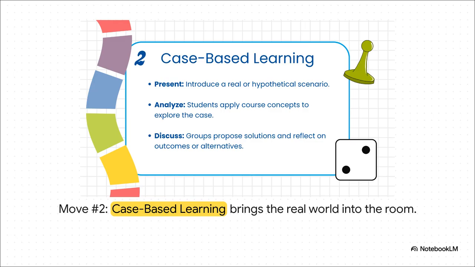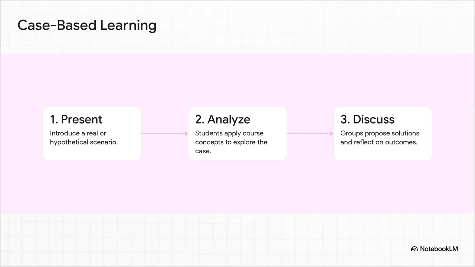All right, let's check out our second play, case-based learning. This is where you bring the real world right into the classroom. It's all about bridging that gap between abstract ideas and messy, real-life situations. The process here is also pretty straightforward. First, you present a case. It can be a real story or one you made up, but it's got a problem at its core. Next, students get into groups to analyze it, using the very concepts you've been teaching them. And finally, they discuss what to do, proposing solutions, and thinking about what might happen. This is so powerful because it takes them from just knowing a concept to actually using it.